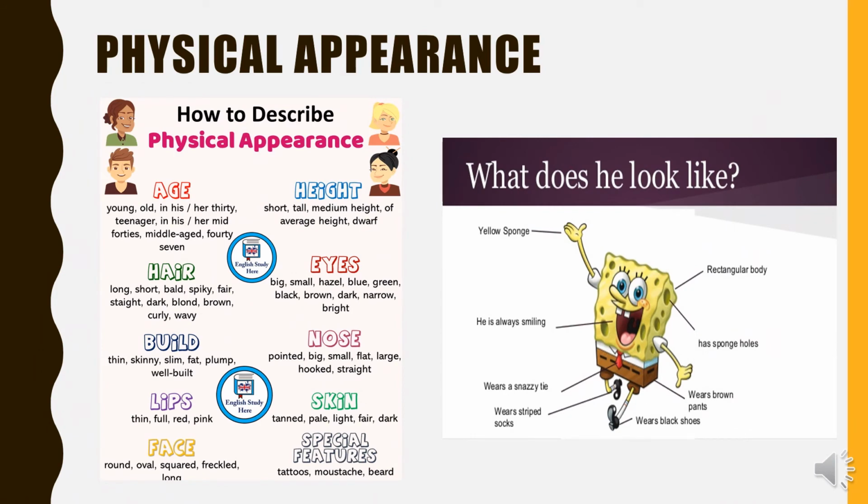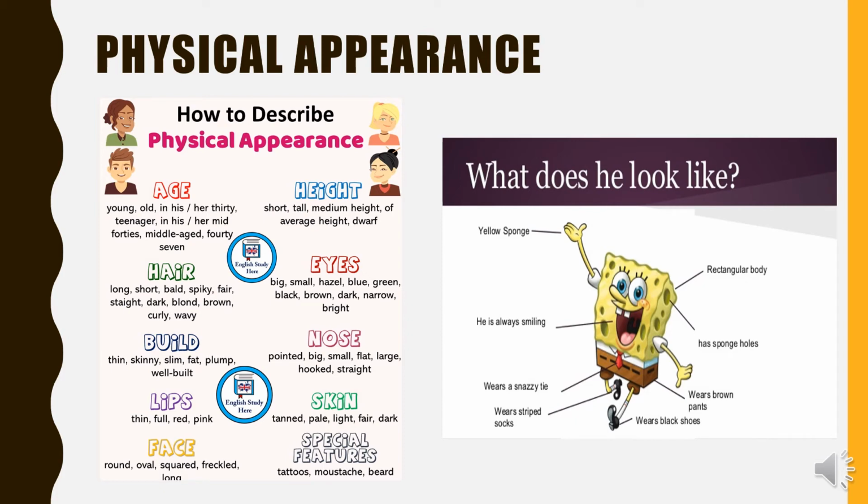Physical appearance is the way the character looks and dresses that tell us a lot about him or her. Physical appearance includes age, height, hair, eyes, skin, nose, lips, face, special features, clothing, and any other characteristic.